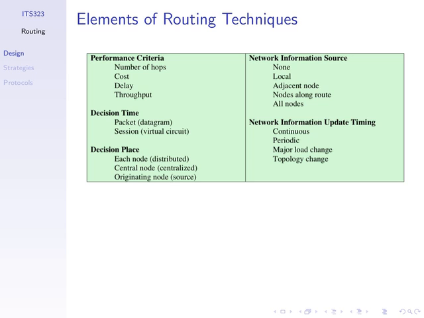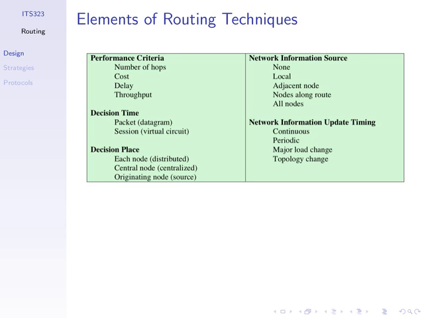How often do we get updates? Continuous means that we always know the value. Node 1 always knows the data rate of its link. If this link changes to 5 megabits per second, Node 1 knows that immediately.